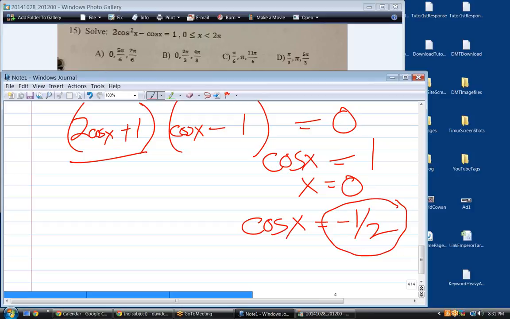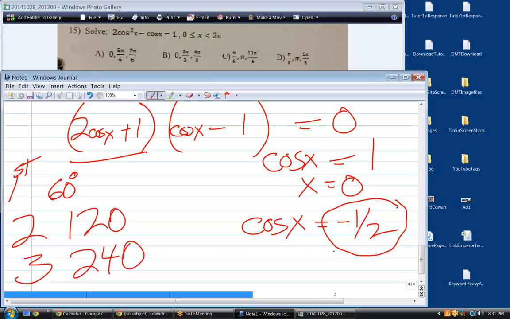30, 60. In other words, sine of 30 is going to be the same as the cosine of 60. So a 60-degree first quadrant angle is what we're dealing with. Which quadrants is cosine negative in? Second and third. What's the second equivalent of 60? 120. And what's the third? 240.